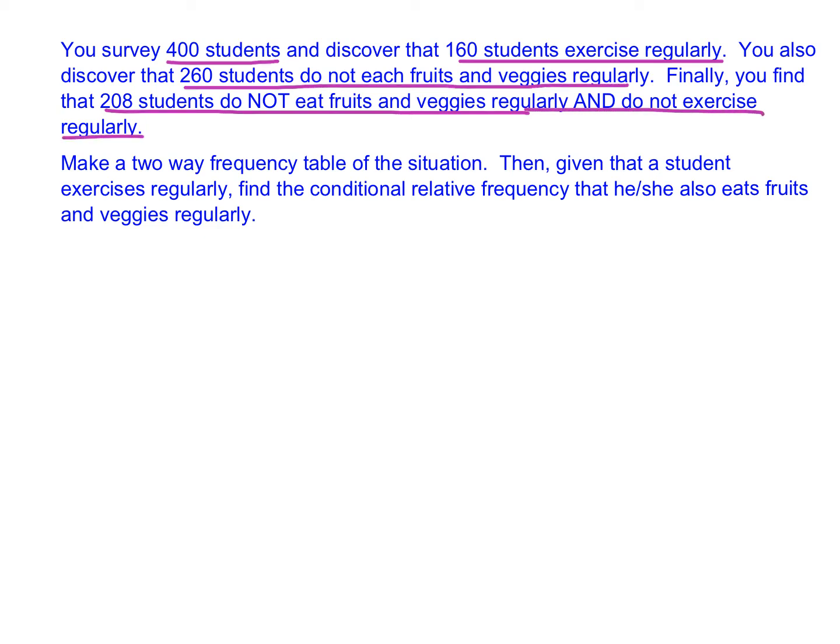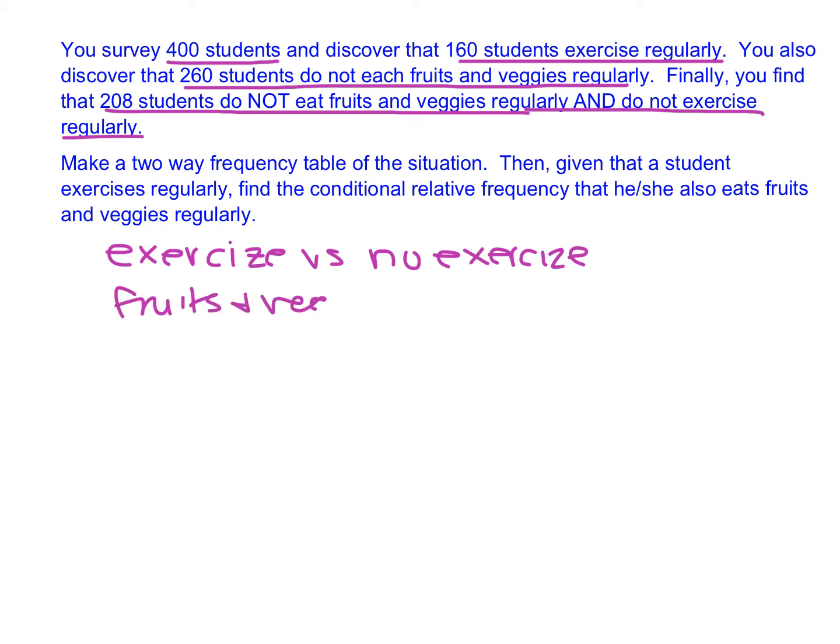Now, it doesn't specifically tell me what my two categories are, but just from reading through that, it's looking like my two categories are exercise versus no exercise, and then fruits and veggies is a yes versus no fruits and veggies. So that's what it's looking like my categories are. Just from reading through that, those are the two different situations that I'm seeing.